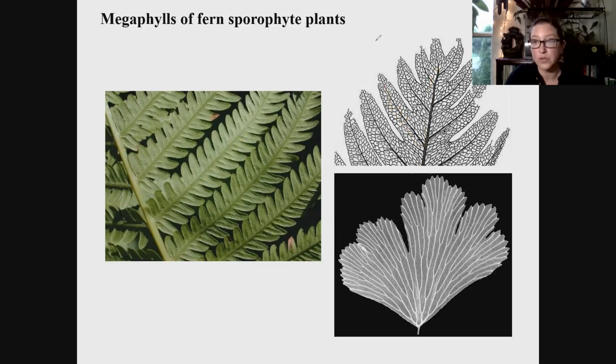And remember, we're in the spore-shedding plants, so there are no dicots and monocots. That is only in the angiosperms, so keep that in mind too. And you can see here, each of these white things down here is a vein. So many veins, more than one vein, megaphyll.